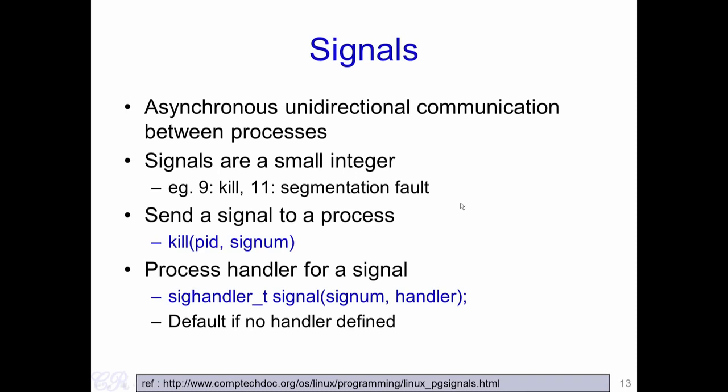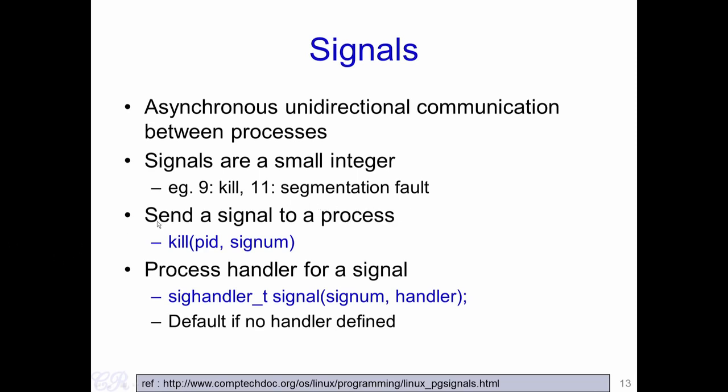Besides the message passing, shared memory and pipes that we have studied so far, a third way of interprocess communication is by what is known as signals. Signals are asynchronous unidirectional communication between processes. The operating system defines some predefined signals, and these signals could be sent from the operating system to a process or from one process to another. Signals are essentially small integers, and each of these integers has a predefined meaning. For instance, 9 would mean to kill a process, while 11 would mean a segmentation fault, and so on.